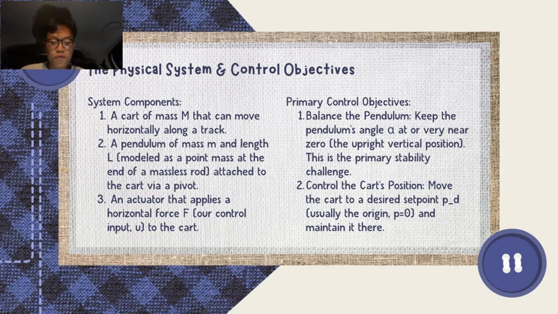Now, based on the system, we have two main goals or control objectives. First is to balance the pendulum. Our primary and most critical objective is to keep the pendulum perfectly upright, meaning its angle should be at or very near zero. The second objective is to control the cart's position. Our second goal is to move the cart to a desired position, usually the starting point or origin, and hold it there. Our control system must be able to achieve both of these objectives simultaneously. Thank you.